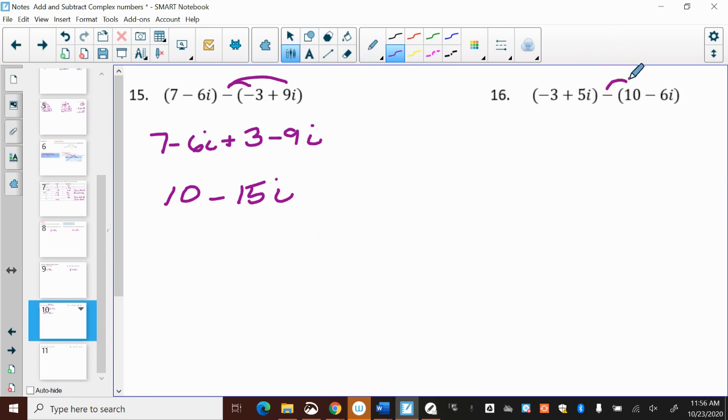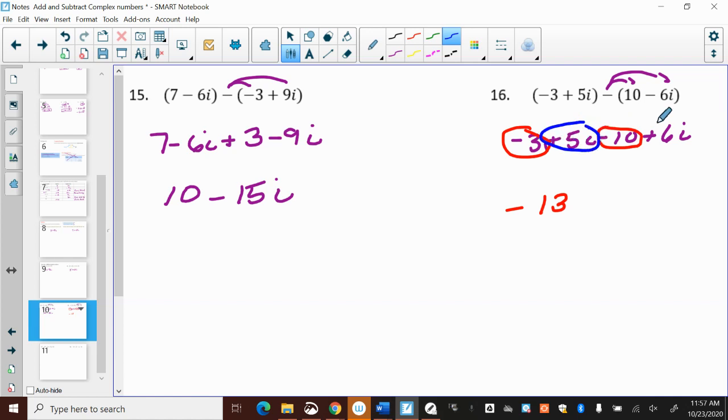Again, if there's a minus, it's really my suggestion to go ahead, do the distribution, take that negative and multiply it through. Rewrite anything that's in front of the negative that you're distributing. Negative times 10 is negative 10. Negative times 6i is plus 6i. Combining up our real parts, so I'll circle those in red. Negative 3, negative 10 is a negative 13. And combining up our imaginary parts, I'll go ahead and circle those in blue. Positive 5i, positive 6i gets us a total of 11i.